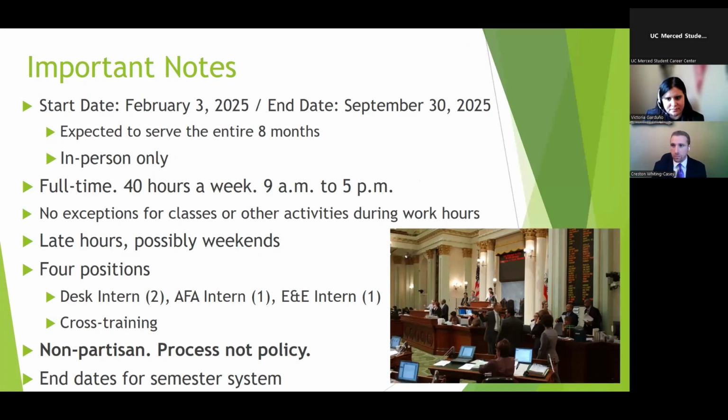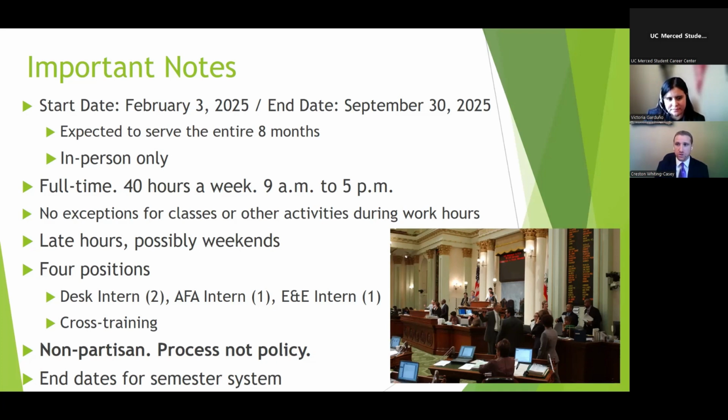So here's probably the most important slide you want to look at because it has all the key information regarding our office and whether you're going to be able to be a part of the experience or not. The first thing is we begin on February 3rd and we go all the way to September 30th. Now, I want to be clear that this is an entire 8-month program where it's in person only. We don't offer any positions or anything that is remote.